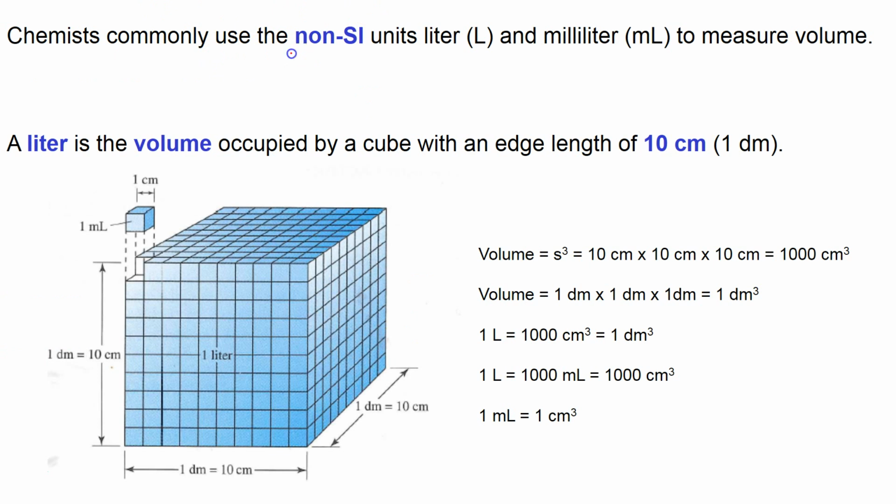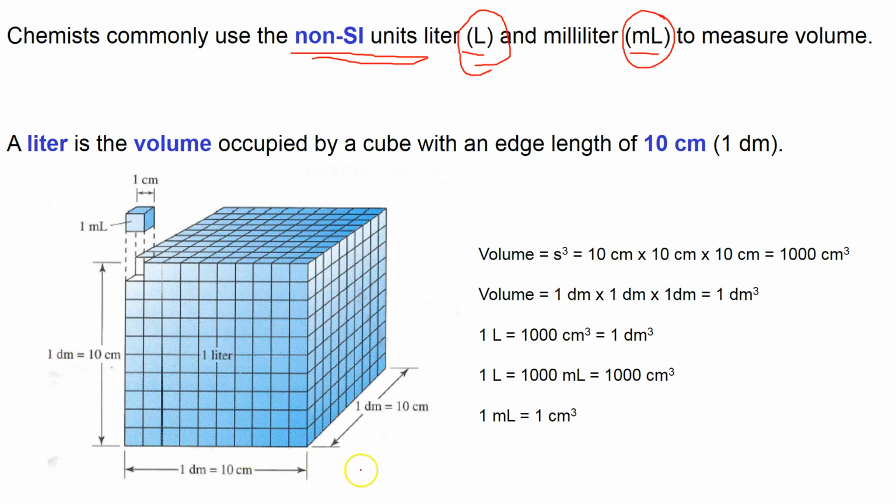Chemists frequently use non-SI units for volume, and these will often be liters or milliliters. And indeed, in the lab, all of our glassware typically has volume measurements on it that are milliliters, and occasionally we might have some larger glassware that has volume units of liters marked on it. So how big is a liter? A liter is the volume occupied by a cube with an edge length of 10 centimeters, or 1 decimeter. So a liter would be a cube that is 1 decimeter by 1 decimeter by 1 decimeter.